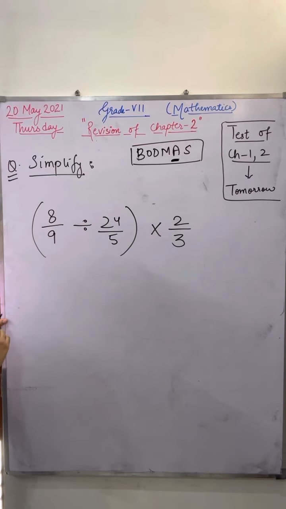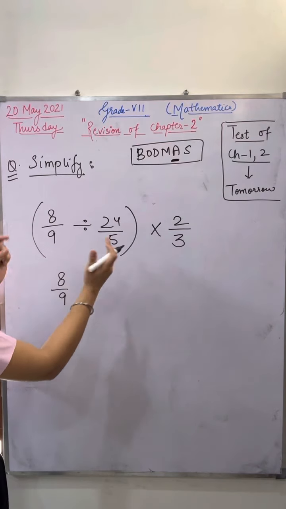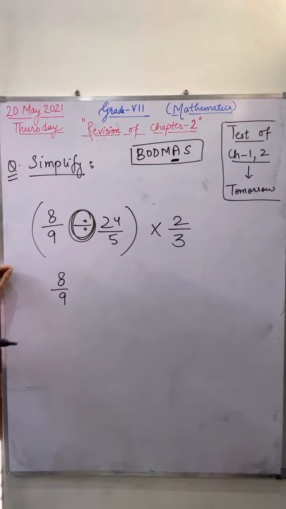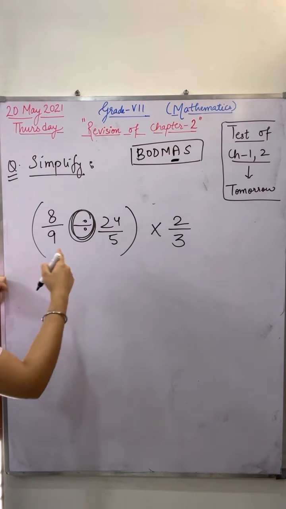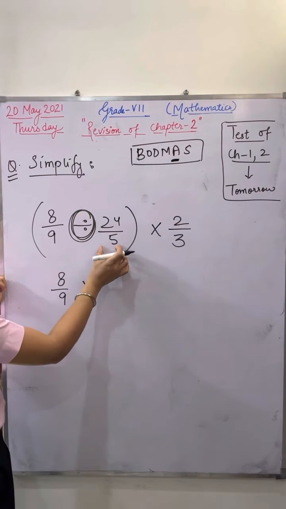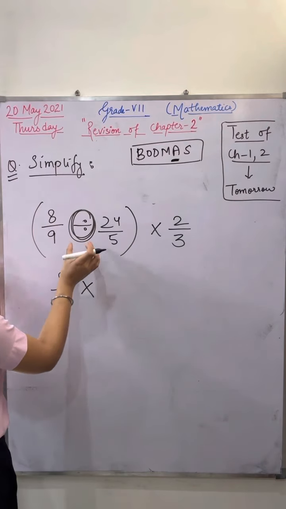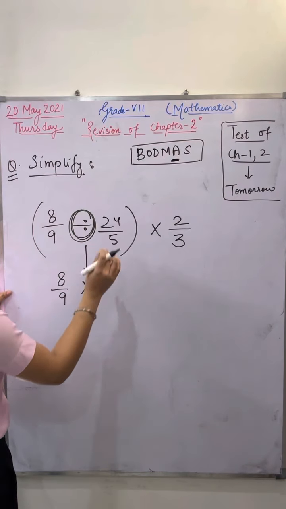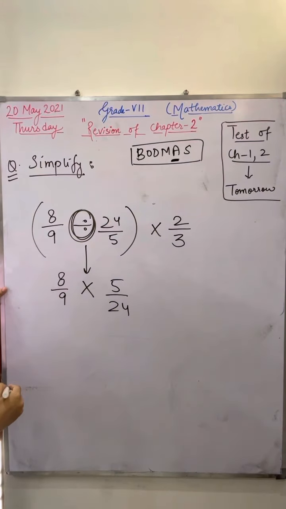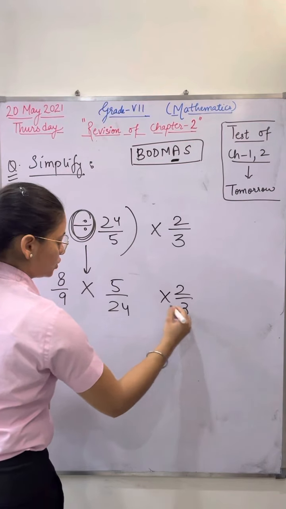Ma'am, you have to open the bracket and take the reciprocal of 24/5. Very good. We have to open the bracket. First of all, we have to remove the division sign. Everyone look here. It will be multiply. And Sanchit, next term will be? 5/24. Yes. Whenever we are keeping the multiply sign, the next term will be reciprocal. Immediately reciprocal. Now, outside 2/3 is there. First of all, solve this.